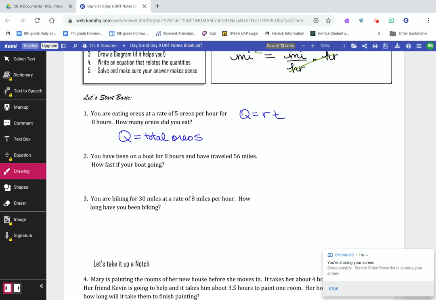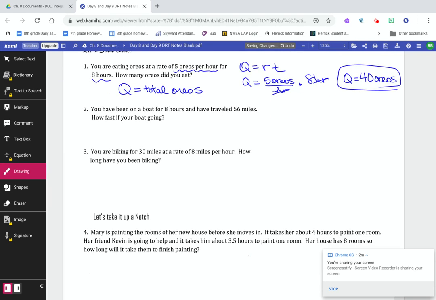And for that, we have Q is equal to, my rate is 5 Oreos per hour, and my time is 8 hours. So the hour unit cancels out, and Q is equal to 40 Oreos. And that's how many I eat in 8 hours at that rate.